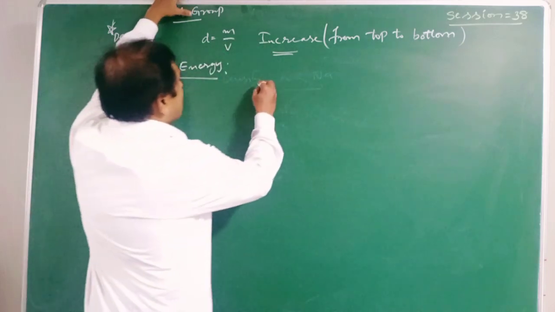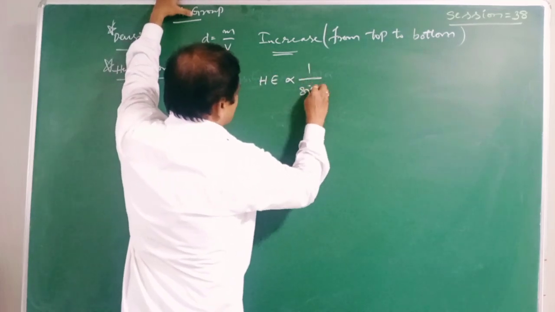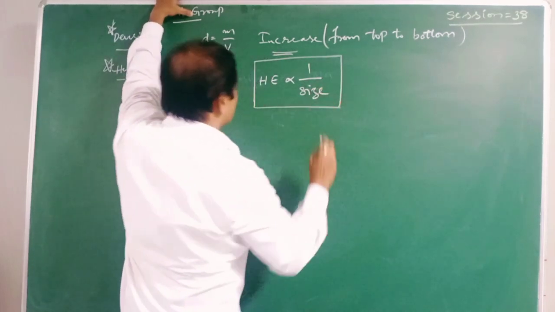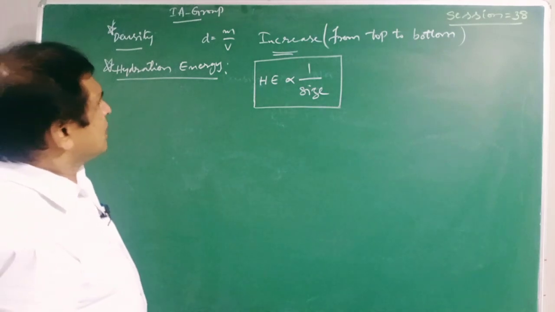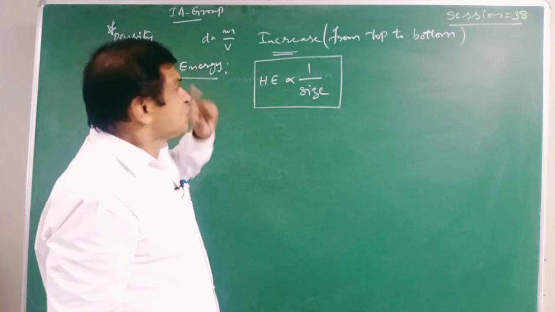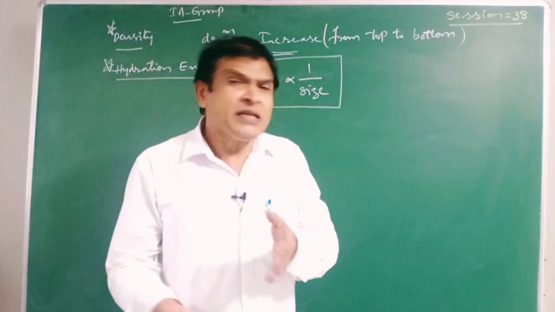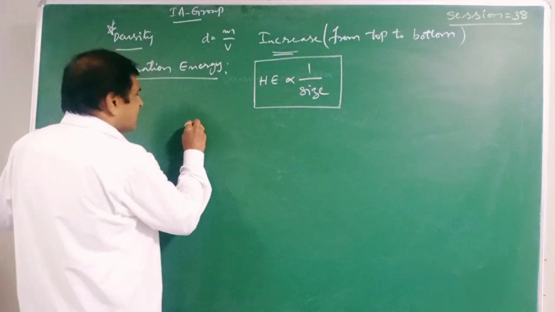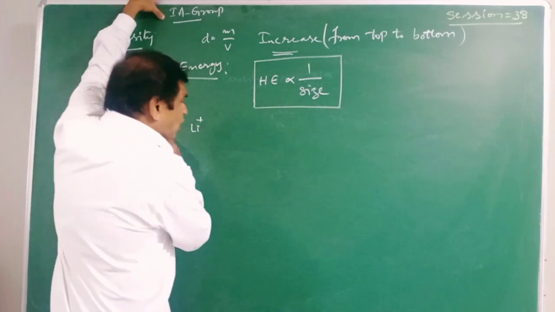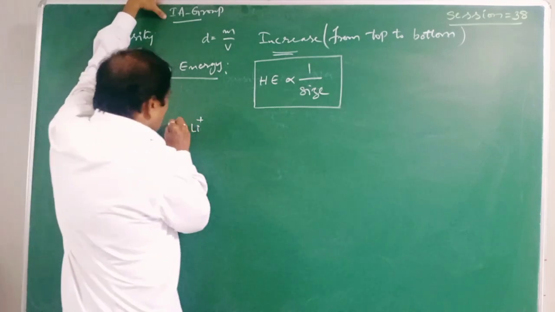Now, hydration energy is inversely proportional to the size. Yes, this is the concept. That means the smaller the size, the higher the hydration energy. So which ion gets more hydrated? In aqueous solution, the lithium ion gets more hydrated. So that is the order of hydration energy.